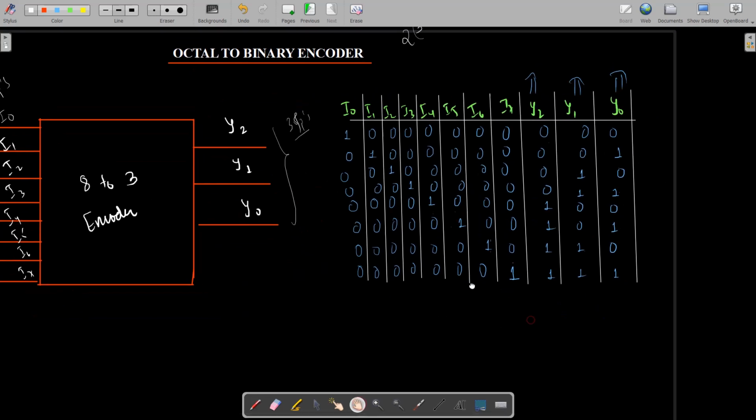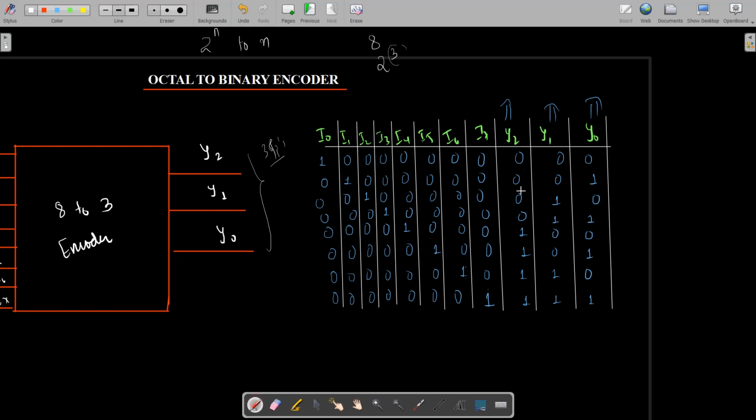Now let us quickly analyze what Y2 is. As you can see, Y2 is I4, I5, I6 and I7. So I'll just use an OR gate for I4, I5, I6 and I7 to get Y2. Similarly for Y1, if you see, it is an OR gate for I2, I3, I6 and I7. So for I2, I3, I6 and I7, I'll just be using an OR gate.